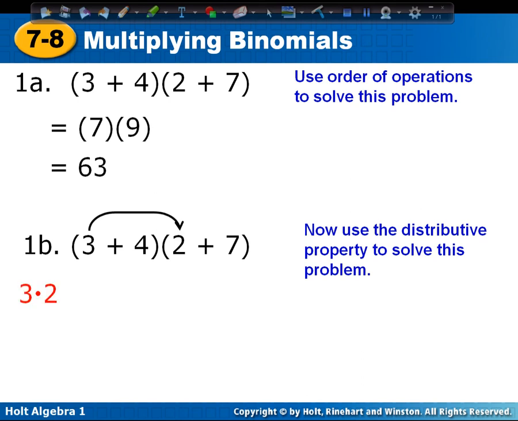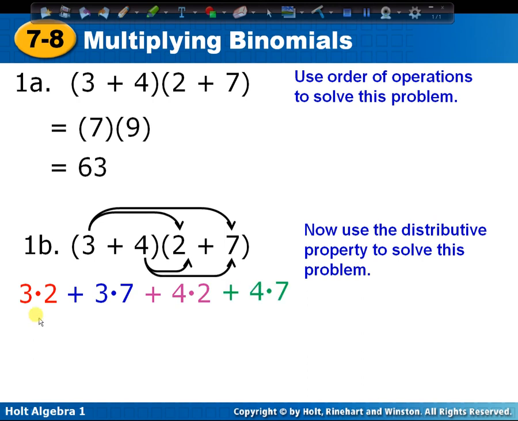To use the distributive property, we're going to take the 3 and multiply it by everything in the second set of parentheses. So we're going to say 3 times 2, and 3 times 7. You take the first number and multiply it by both things in the second set. Then you take the second number, the 4, and multiply it by everything in the second set of parentheses. So we say 4 times 2 and 4 times 7. Right now we have 3 times 2 plus 3 times 7 plus 4 times 2 plus 4 times 7. We're going to multiply all those together.